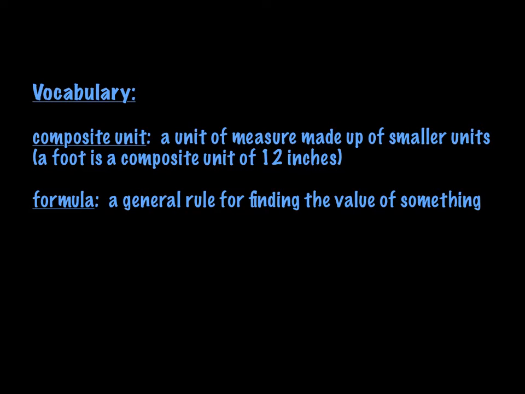Our vocabulary section today, we have 2 vocabulary words. The first one being composite unit, and that is a unit of measure made up of smaller units. An example would be a foot is a composite unit of 12 inches because it takes 12 inches to make a foot. And of course, an inch is a smaller unit. Formula is a general rule for finding the value of something. So we are going to be trying to come up with a formula in this lesson.